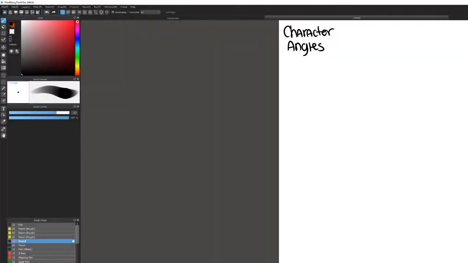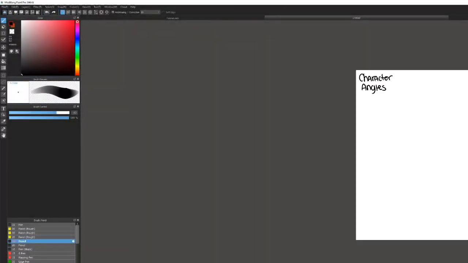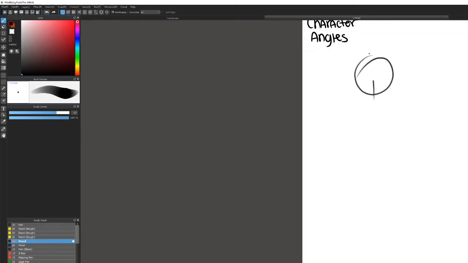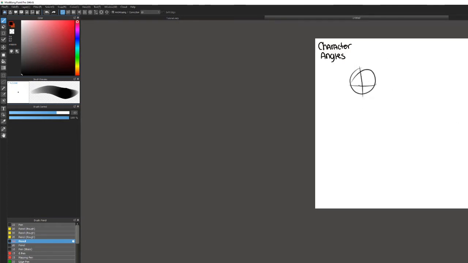Hey guys, today we're going to be doing character angles. Character angles are extremely important. Rather than taking a face-on drawing of a character, just a face in the front sort of drawing, you're able to draw from different angles, a side angle, maybe the character's looking down at the camera, or maybe the character's looking up. Character angles in general tend to make the character a little bit more lively and definitely add a kind of unique quality to it.